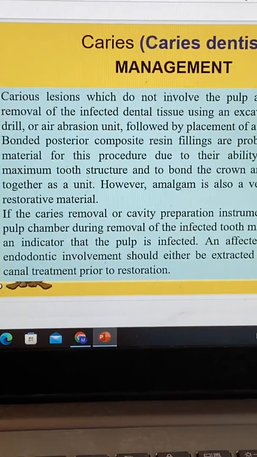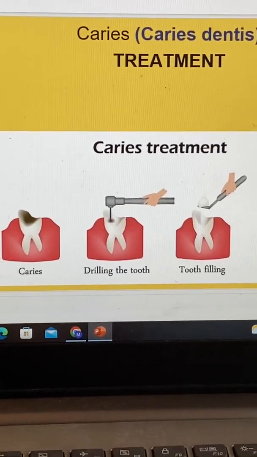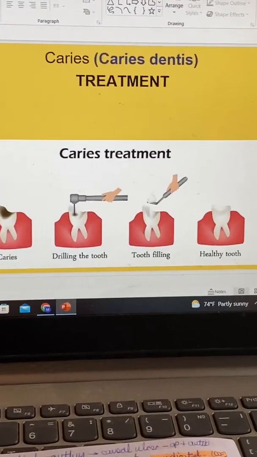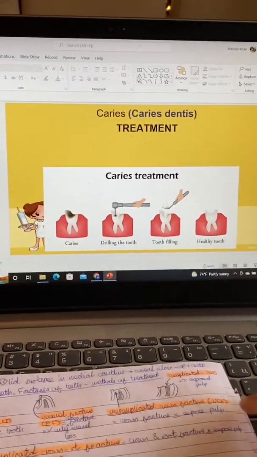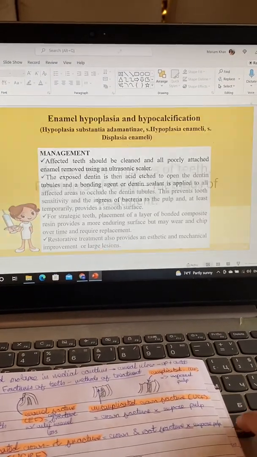You might hear more about it later on. Oh yeah, there's the treatment: drill the tooth, fill the tooth. That's it. Okay, enamel hyperplasia.